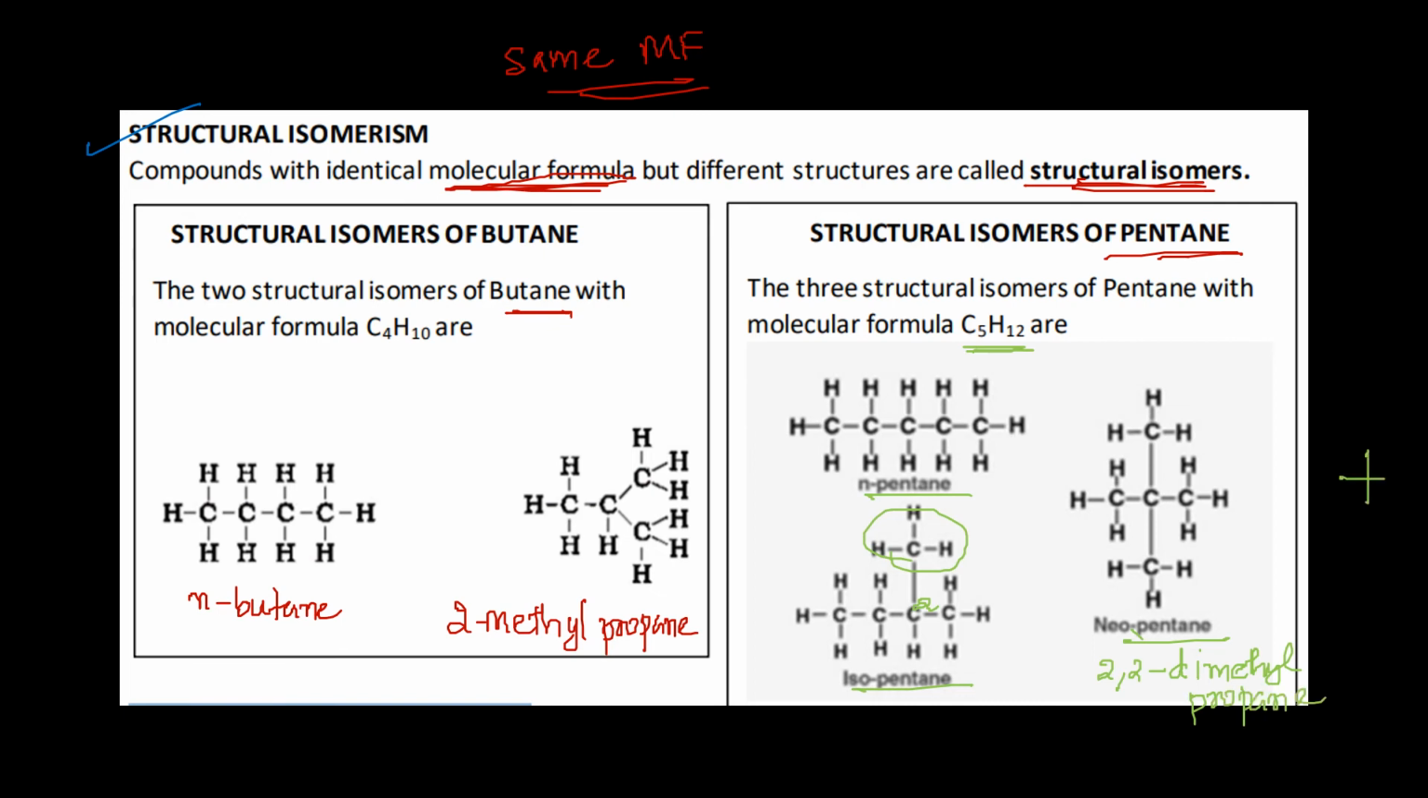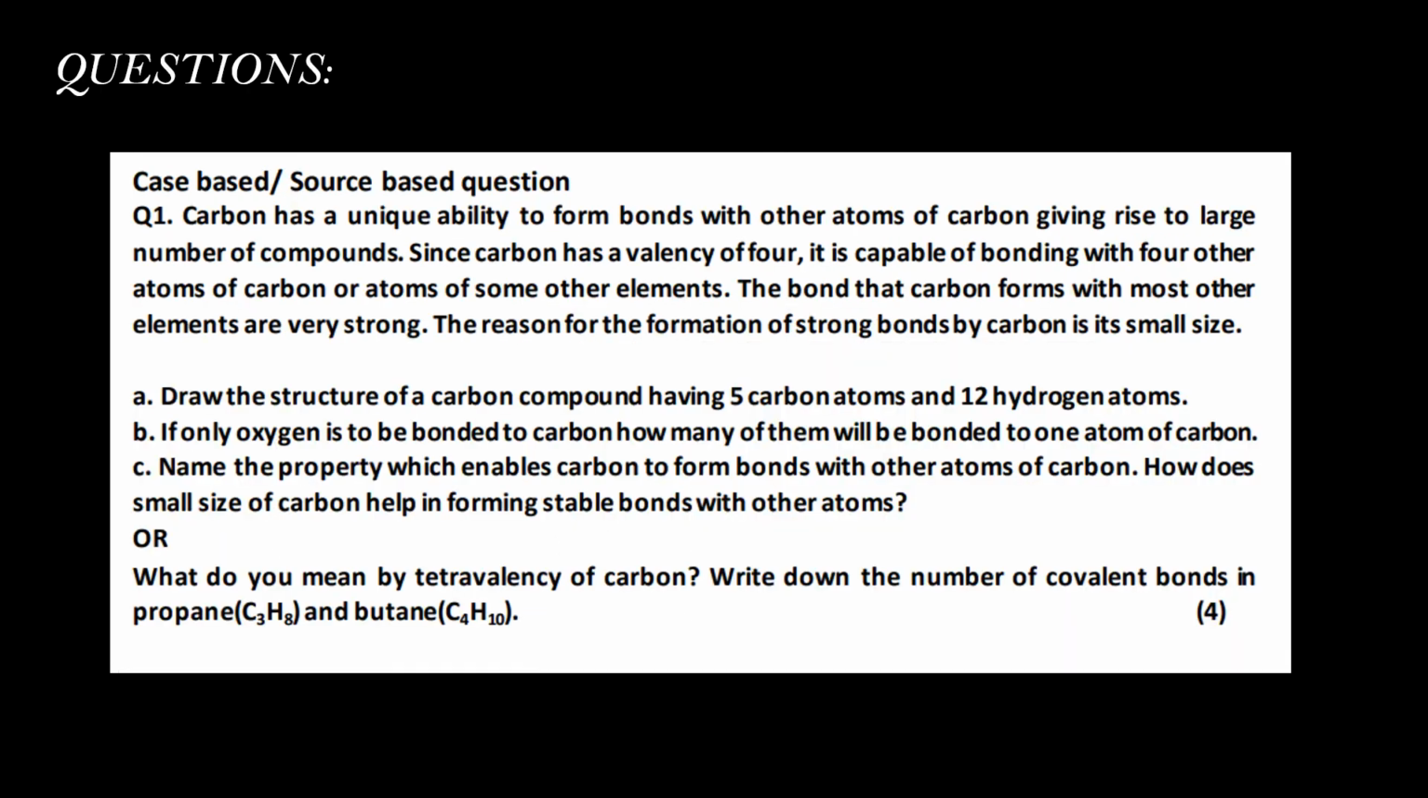This is one CH3, this is one CH3, this is one CH3, this is one CH3, and this one is C. This is neopentane, and this one is isopentane. What is the name of isopentane? 2-methyl butane. This is 2,2-dimethyl propane. Those who want to know more about the nomenclature of organic compounds, please go and watch this video. So these are the structural isomers.